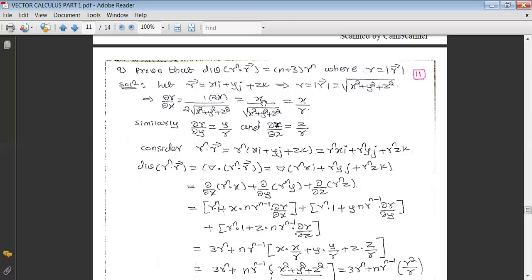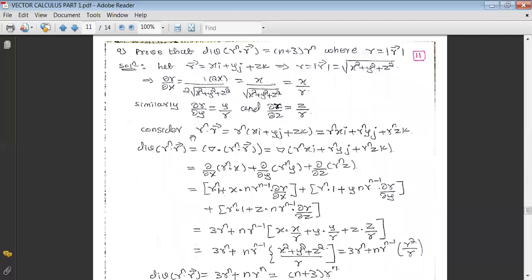Therefore 2 will get cancelled, so we will get x by this square root, and this square root is nothing but the magnitude of r. That's why we are writing r bar, that is nothing but r. Therefore, dou r by dou x is given by x by r. In the similar fashion, we can get dou r by dou y equal to y by r, and dou r by dou z is nothing but z by r.